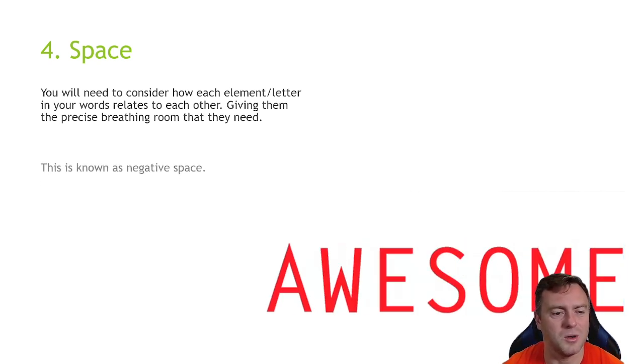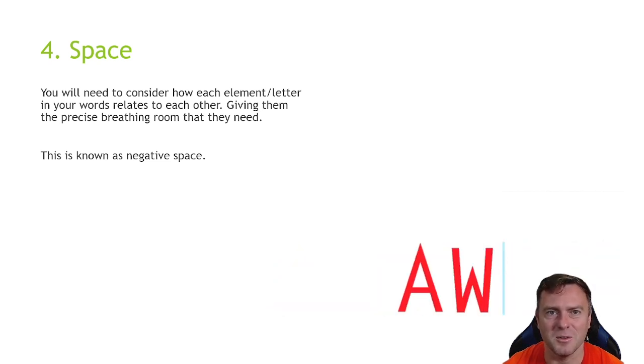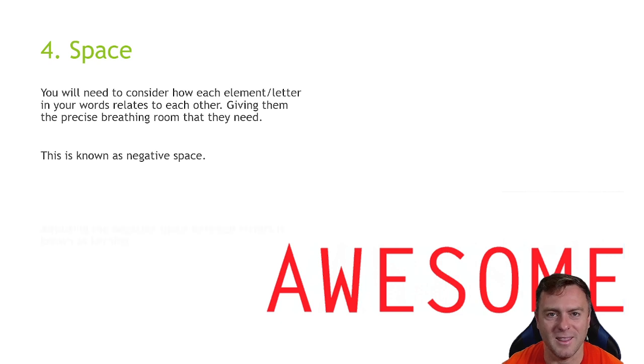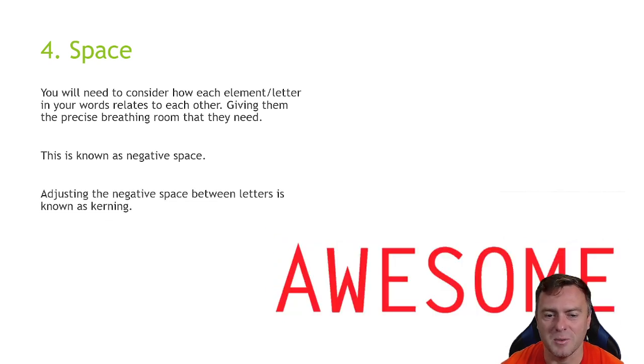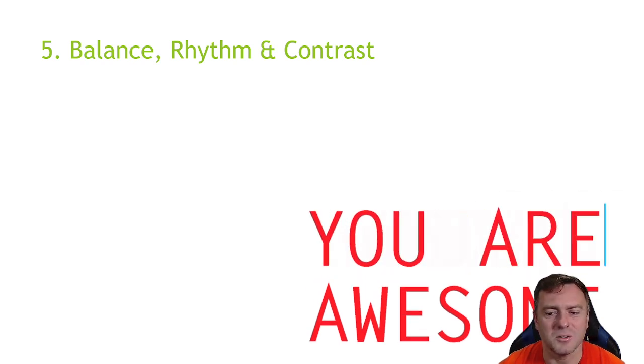It just depends on what you want to do. This is known as negative space, and it's very handy when we're trying to work out how to place things together. If you adjust the negative space between letters, like I just said, it is kerning. The balance, rhythm, and contrast.